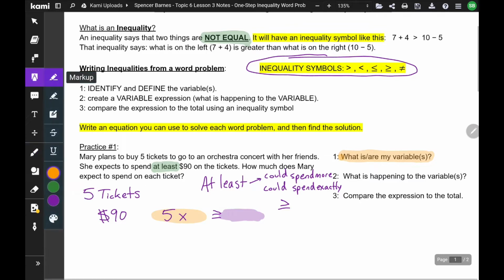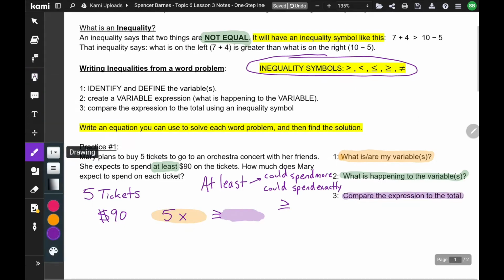Let me go through each step here. The second question is, what is happening to the variable? Well, we're multiplying it. We've got 5 times x, 5 x's. And then we compare the expression to the total. So here's our expression, 5x, and it's greater than or equal to the total price she expects to spend. She expects to spend $90. So 5 times x is greater than or equal to $90. So here is my expression.